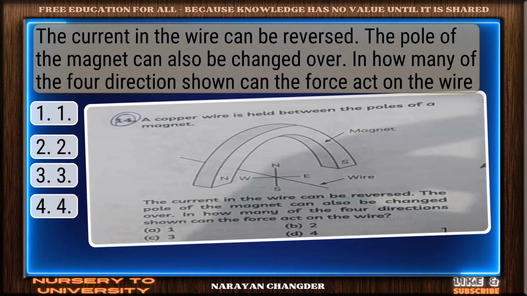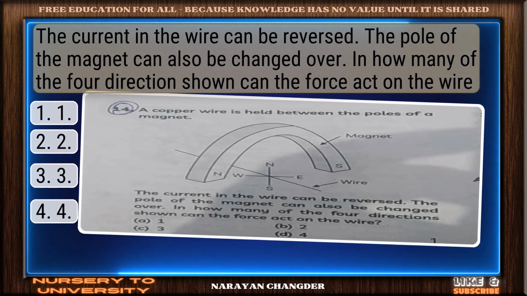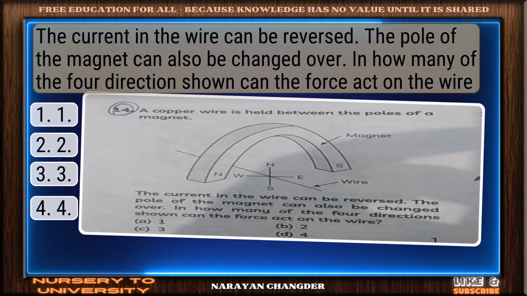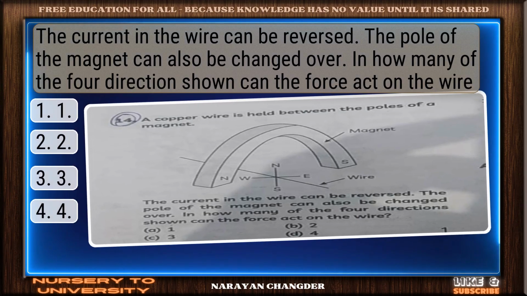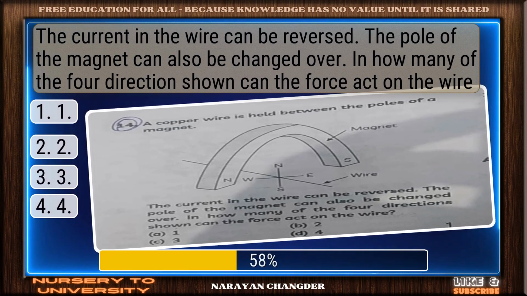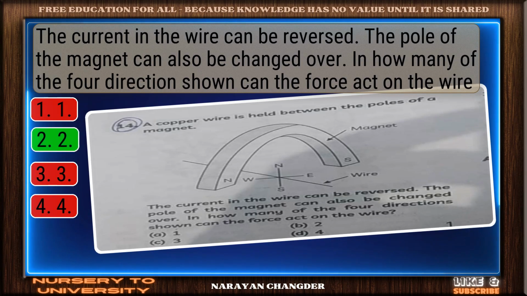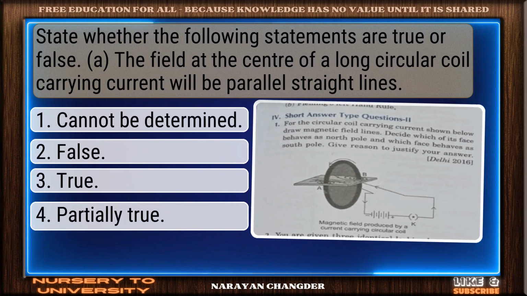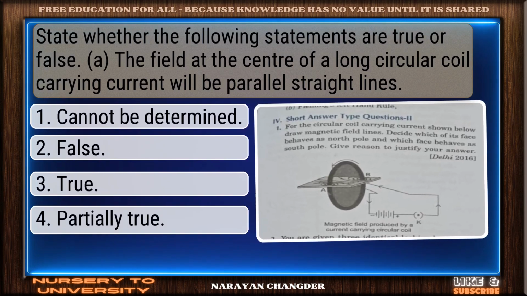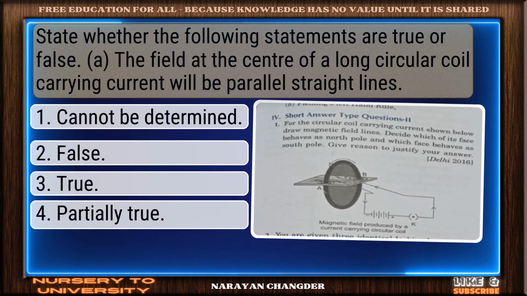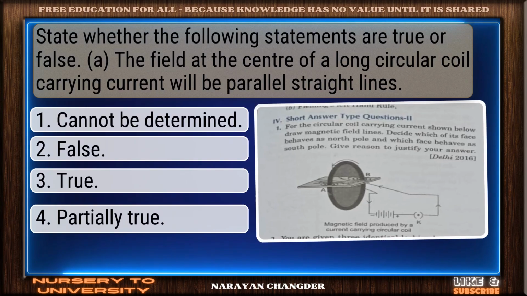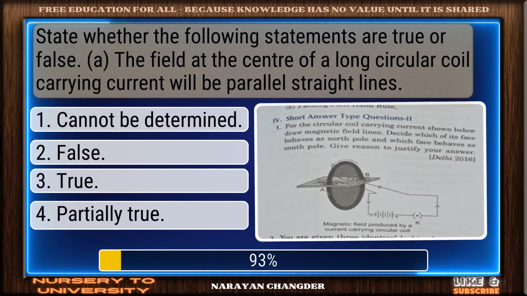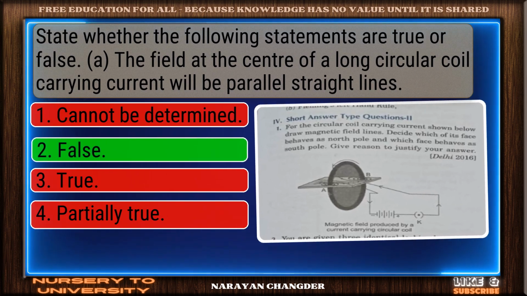The current in the wire can be reversed. The pole of the magnet can also be changed over. In how many of the 4 directions shown can the force act on the wire? Well reasoned. 2 is correct. State whether the following statements are true or false. The field at the center of a long circular coil carrying current will be parallel straight lines. Right again. False is valid.